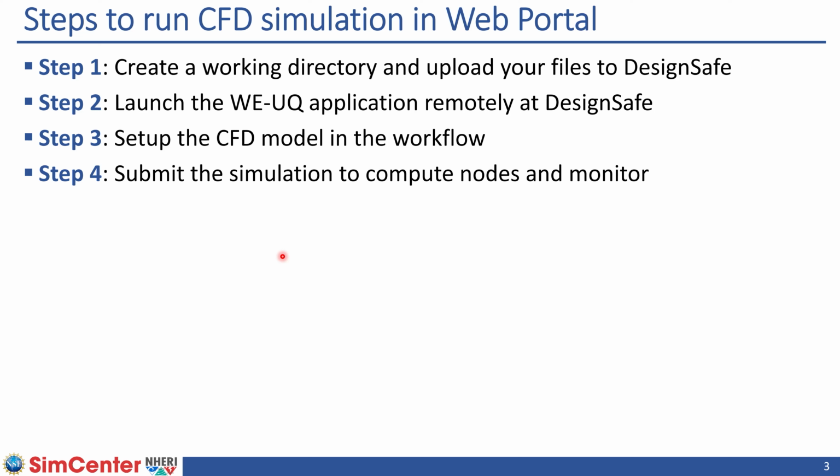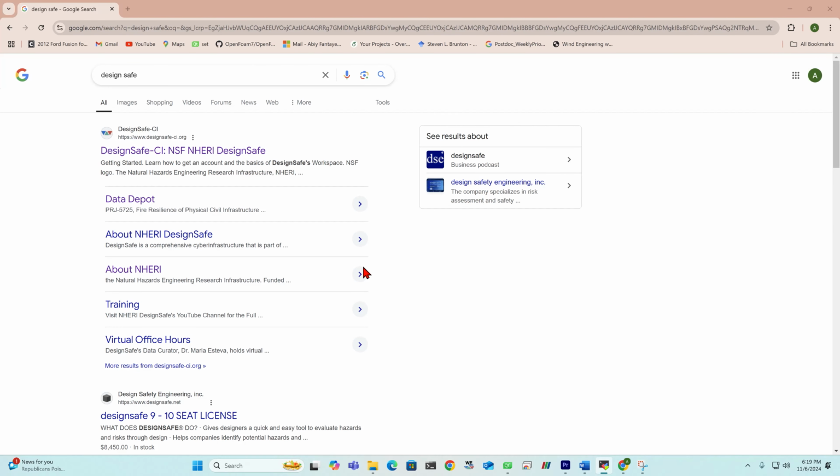Once you have done that, the next step will be to launch the remote version or DCV version of the tool from DesignSafe. Then in the next step, you will need to set up your CFD model in the workflow. You can do this either by just importing a JSON file or by just interacting with the graphical user interface remotely. Then the final step is just to submit your simulation and monitor your results. Now we will see each of these steps.